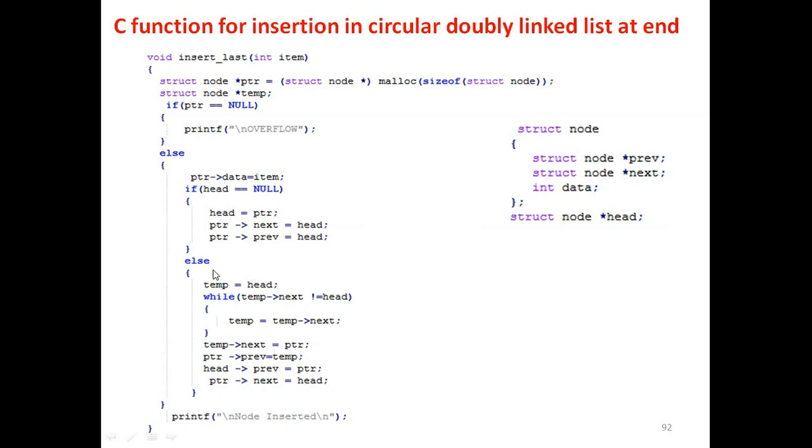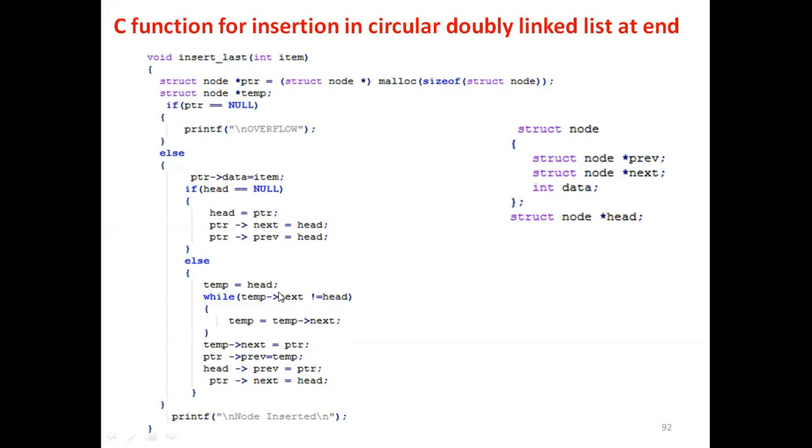And then the other case, this one, else part. So in else part, if there are some nodes, if there are more number of nodes in the circular doubly linked list, then what to do? So we have to traverse the list, go to the last node, and then we can insert. So how to do that is, see, temp equals to head, and then while temp arrow next not equals to head, what to do? Temp equals to temp arrow next we have to do. And this way, temp will go to the last node when this condition will be false.